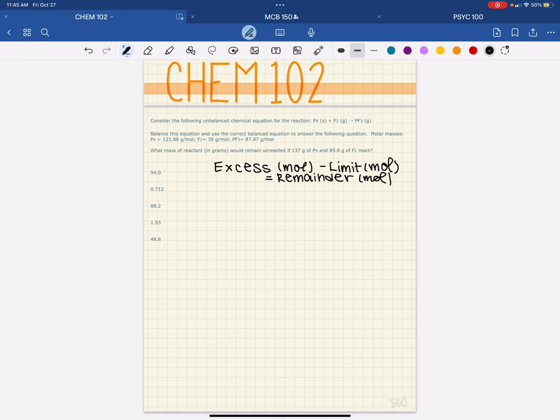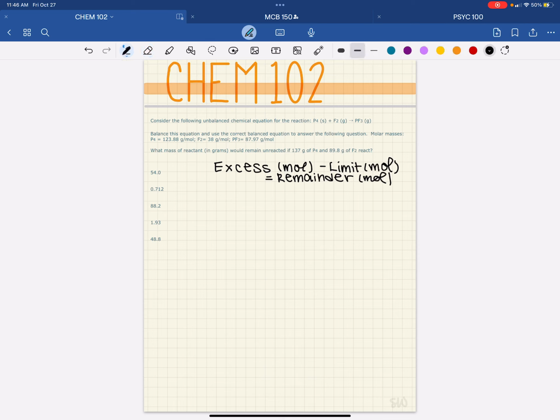Consider the following unbalanced equation for the reaction P4 solid plus fluorine gas equals PF3 gas. Balance the equation and use the correct balanced equation to answer the following question. What mass of reactant in grams would remain unreacted if 137 grams of P4 and 89.8 grams of F2 react? So I know I have 137. Let's start with balancing the equation, actually.